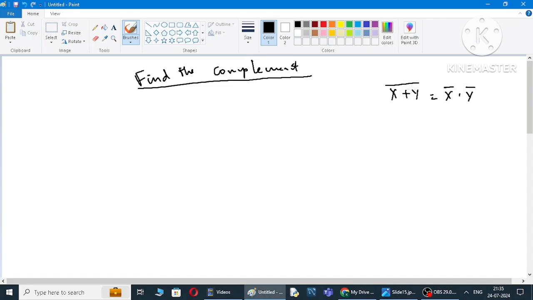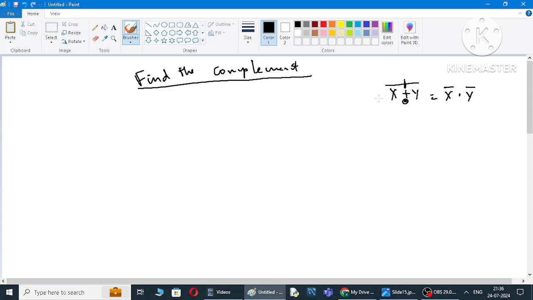So wherever you have an operator, break the line there, right? And change the sign. Wherever you break the line, this plus should be changed to dot. If there is a dot, it should be changed to plus. That is called the complementarity operation.